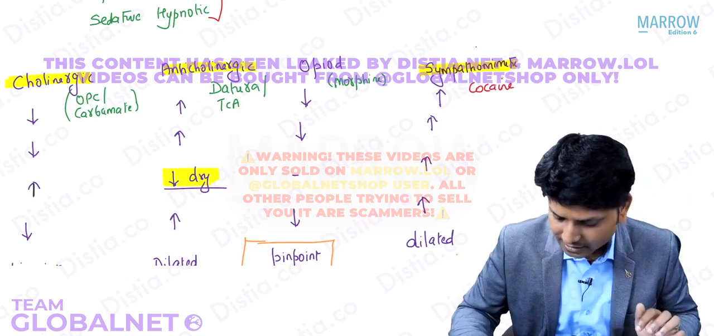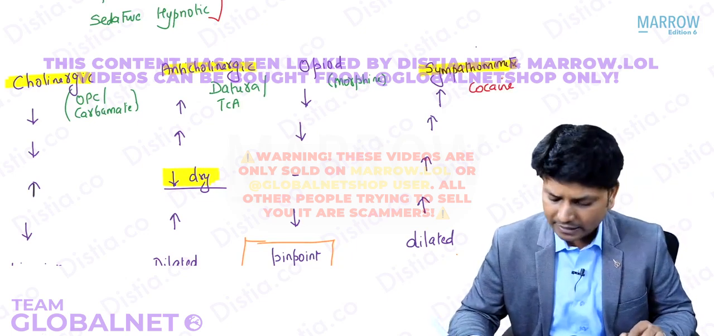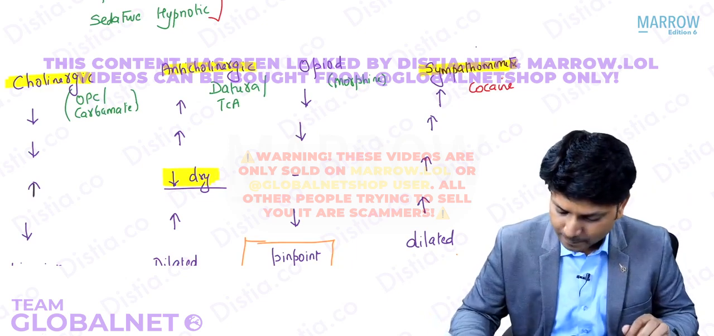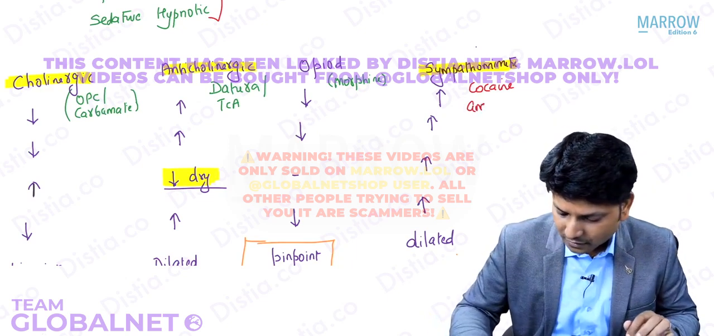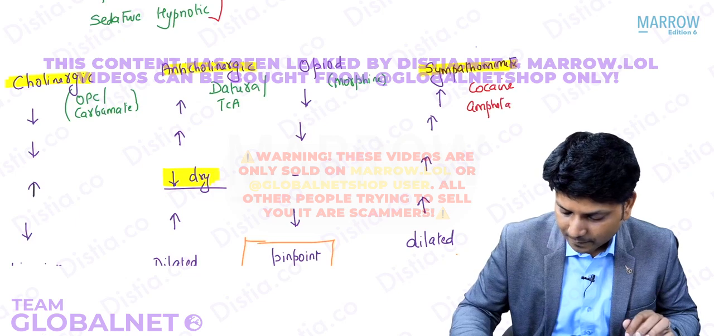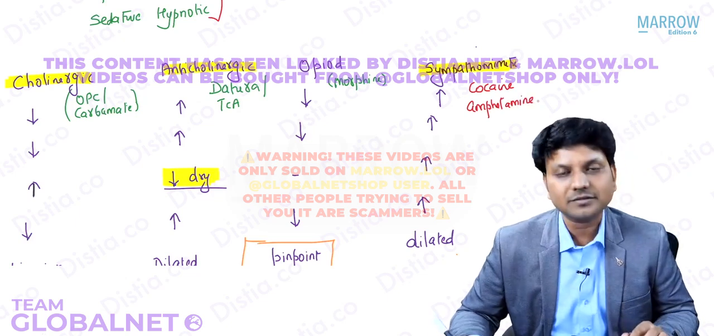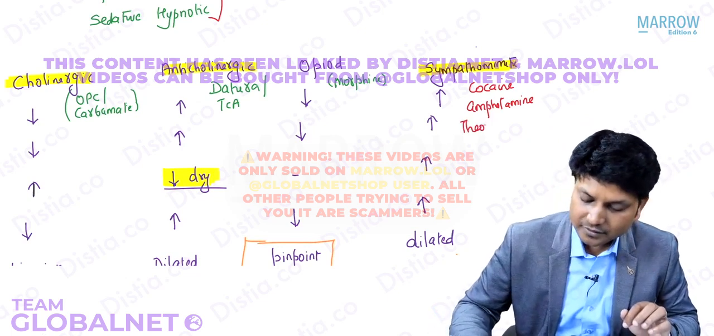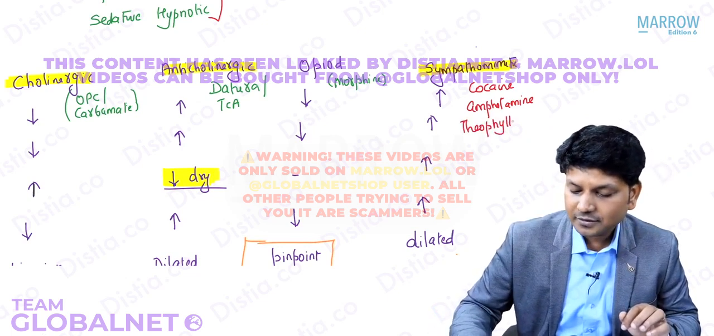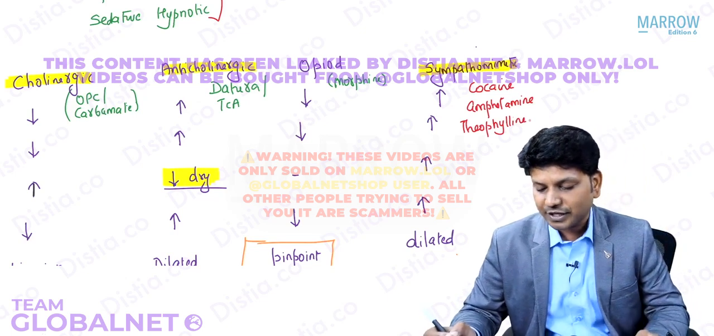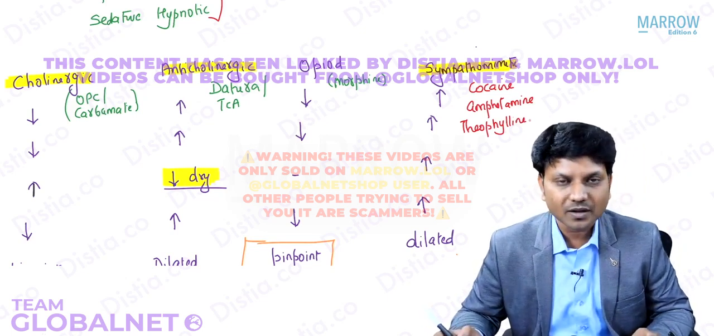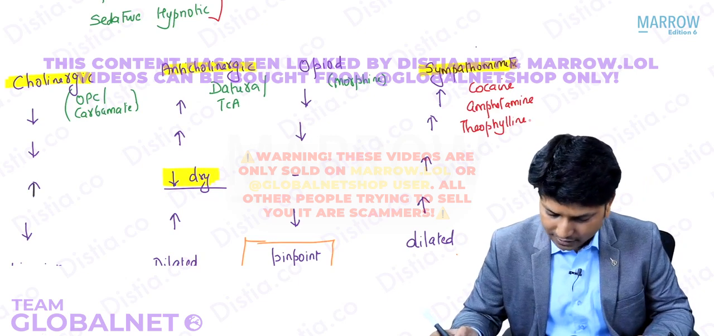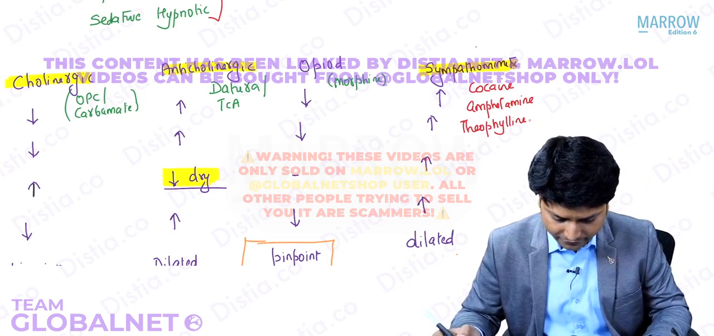One common question asked in the exam. Often you can get this in the exam. Cocaine. You can also think about amphetamine. Okay, cocaine, amphetamine, and theophylline. Right, these are the substances which can cause sympathomimetic effect. Okay, so this is one important area that you have to be familiarized with.